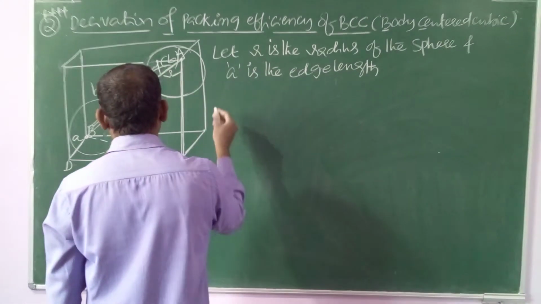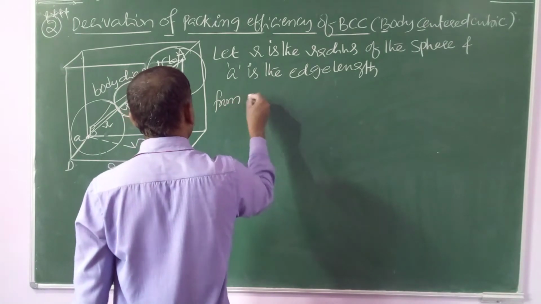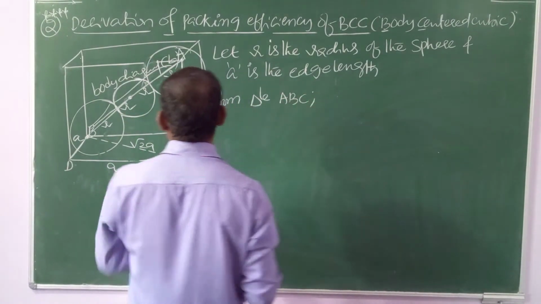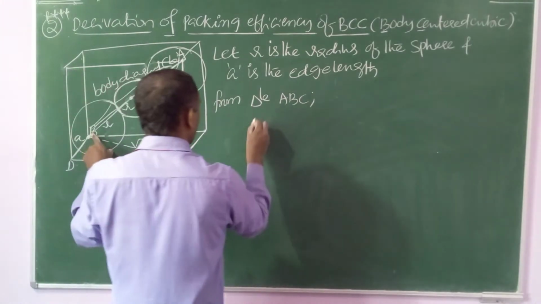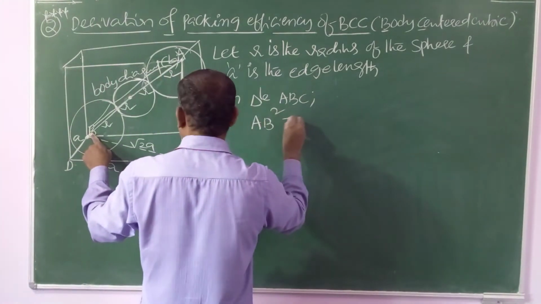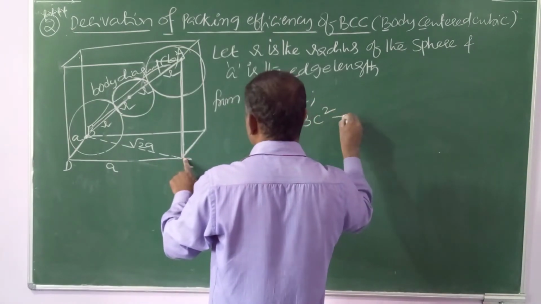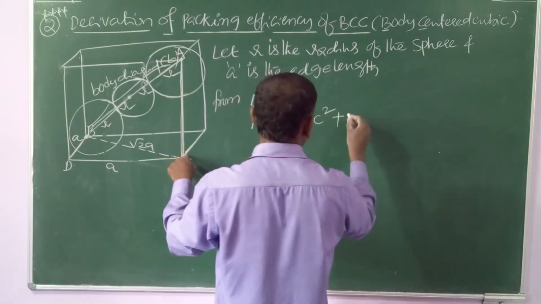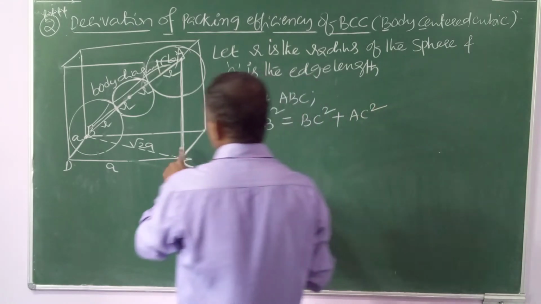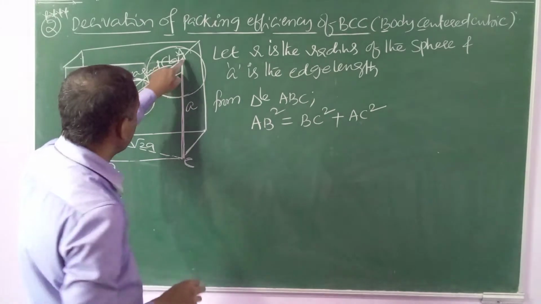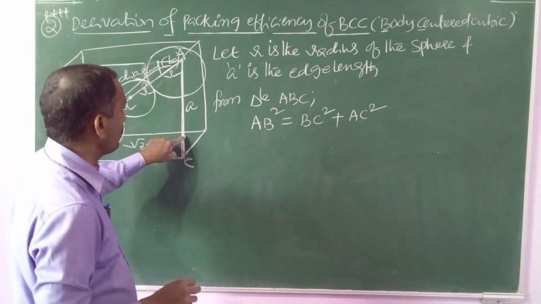Now, from triangle ABC, right angle triangle, AB square equal to what? BC square plus AC square, or CA square. So this is also one edge. Edge length is denoted by A. This is also one edge. Total 12 edges are there.